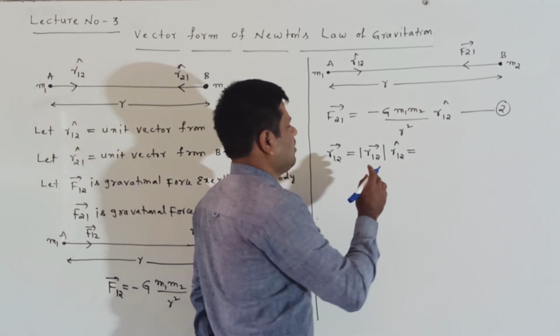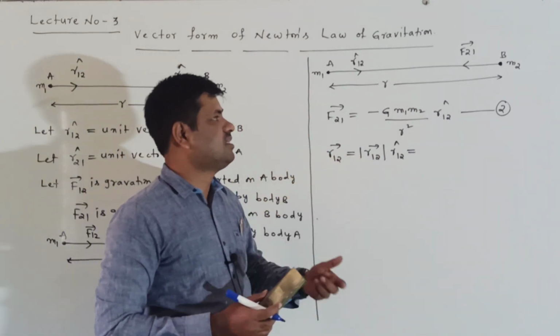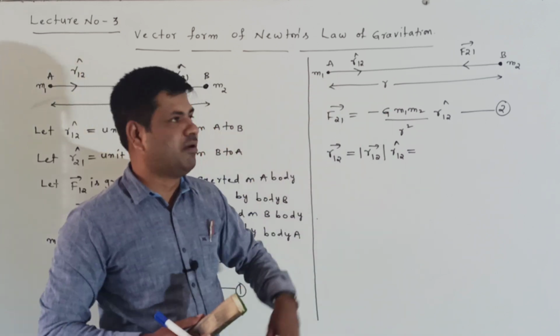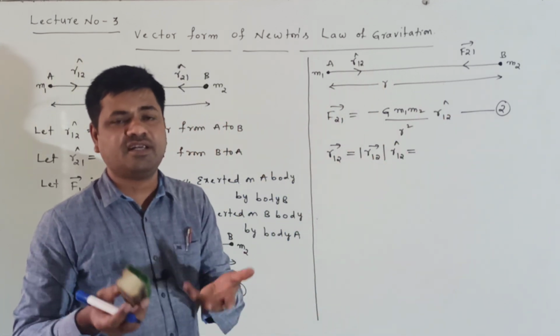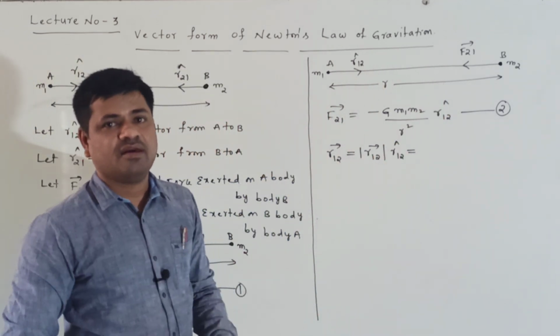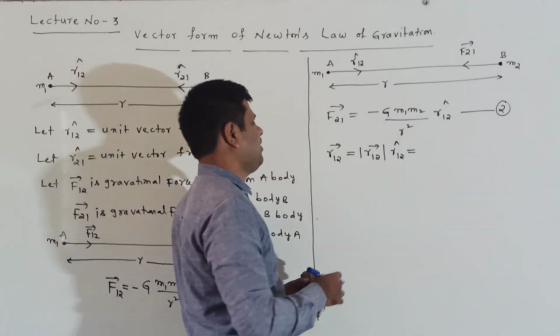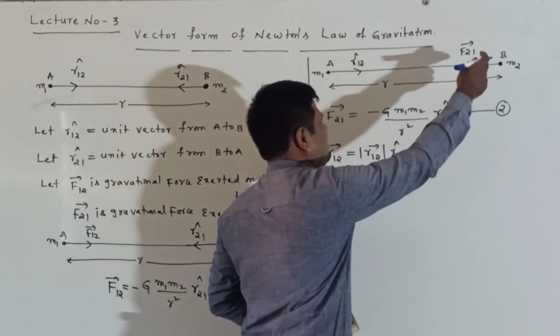Next, I am writing here: R12 bar magnitude means the distance between A and B, or M1 body to M2 body. That magnitude represents the distance. It is a scalar. It is a scalar, meaning the distance between A and B. The mod of R12 bar is the distance between A and B.